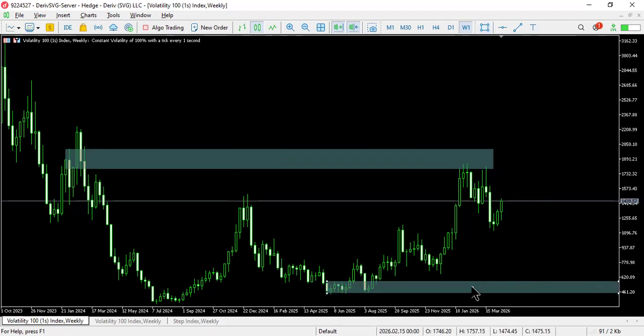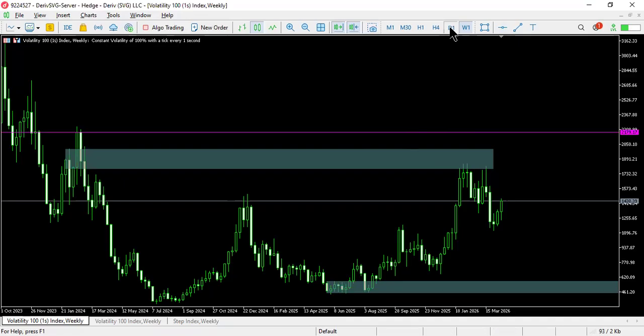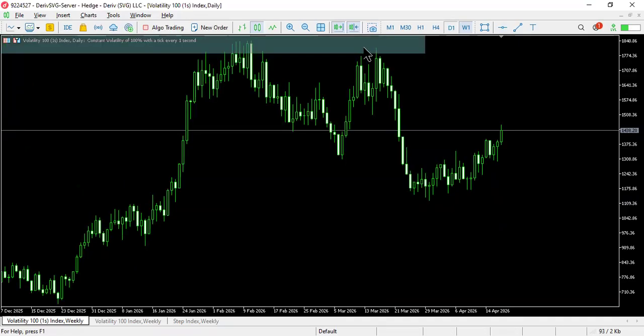Therefore, our bias is very clear from the weekly time frame. Price is moving from the supply headed to the demand zone. Therefore, we'll be looking for selling opportunities until price decides to break through that supply zone. Then we'll change our bias. Heading over to the daily time frame.